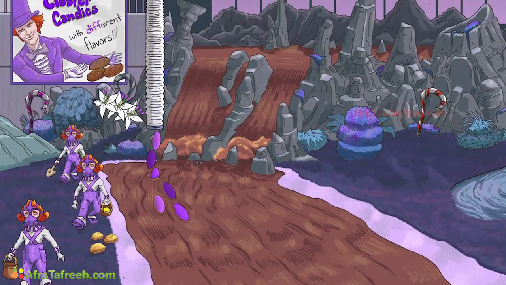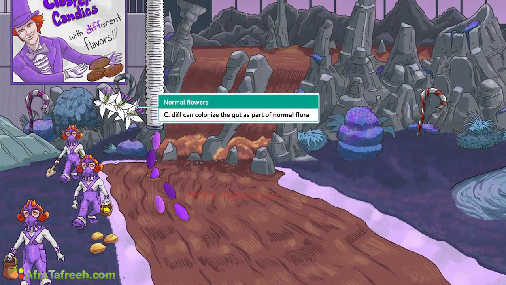Remember, millions of bacteria, yes, even the bad ones, are quietly present throughout the human body. This is called colonization. However, if something, like an antibiotic, throws off the balance, the bad bacteria can grow and spread, causing some nasty symptoms. This is called infection. C. diff can be considered part of the normal gut flora, which is why we've included these normal candy flowers.